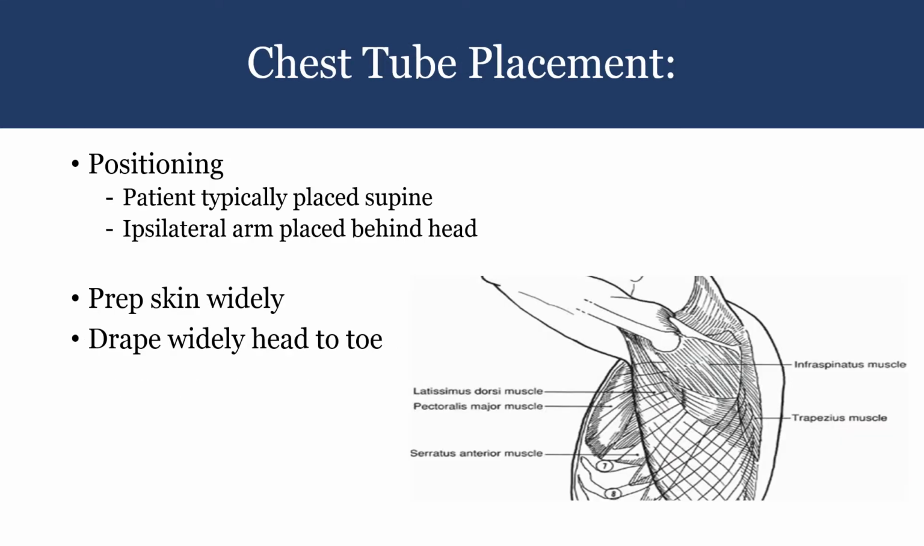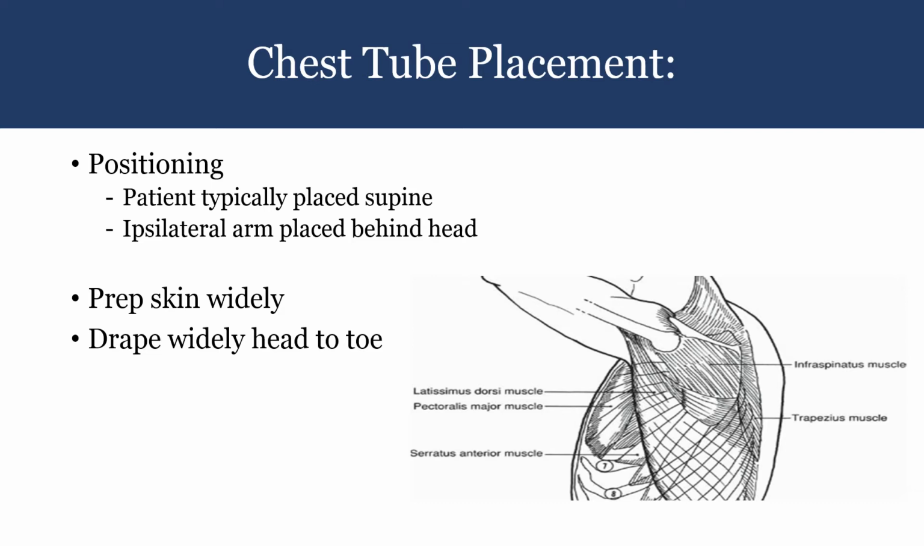And what are the steps in chest tube insertion? One is the positioning, so the patient can lie supine at about 45 degrees. Put the bed at 45 degrees with the arm placed behind the head to help you open out the intercostal spaces. And then clean and prep widely the skin, and then drape head to toe.